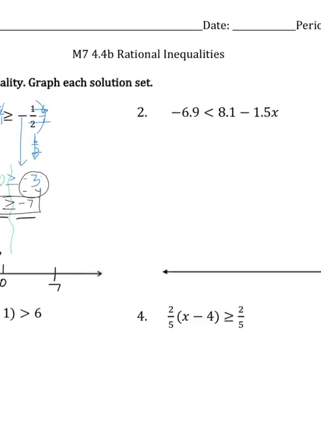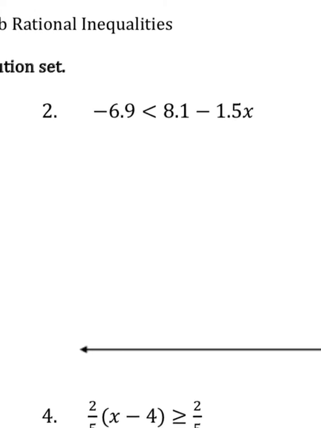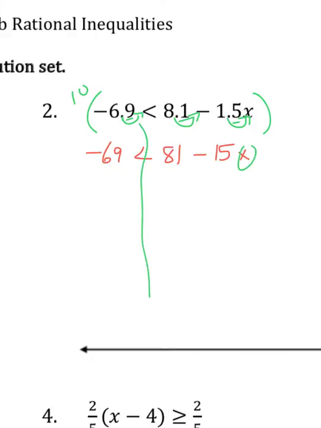All right. Next one. Oh, I have decimals. Well, I notice in this case that each of these decimals is in the tenths place. So I can multiply all this by 10 and just move the decimal over one place to get my whole numbers. So this would really be negative 69 is less than 81, subtract 15x. And now look at that, I have all whole numbers there.